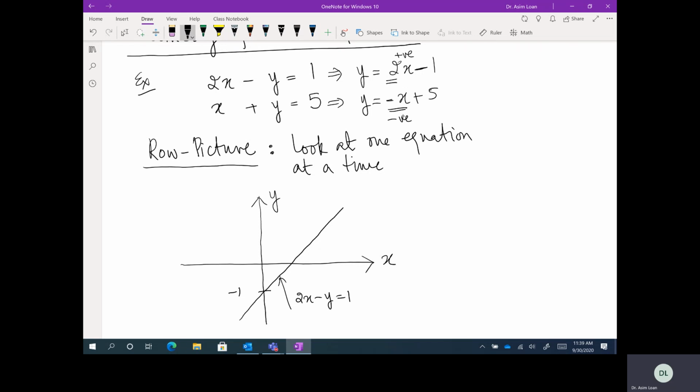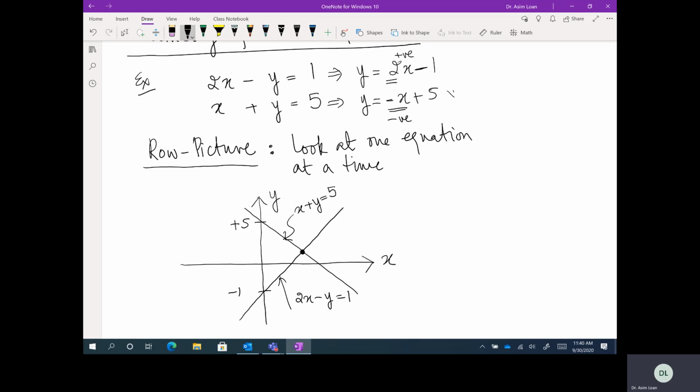And then this is a negative slope equation. So when x is equal to 0, y is equal to plus 5. So this goes like this, and this is plus 5. This equation is x plus y equals 5. So obviously this is the point of intersection, and we can always find it. So what is the point of intersection?